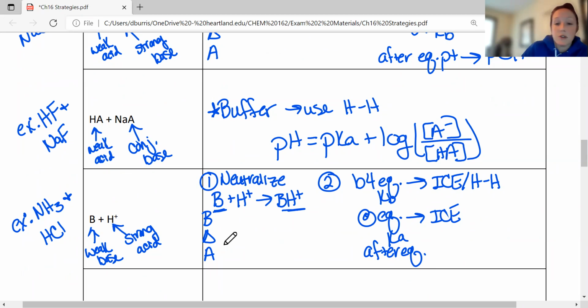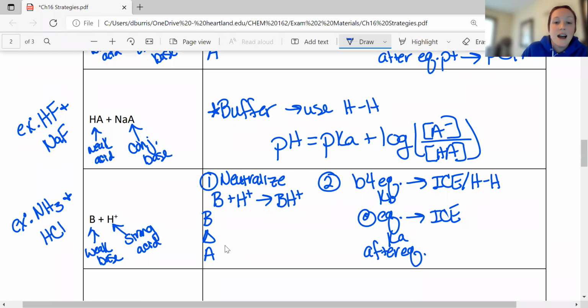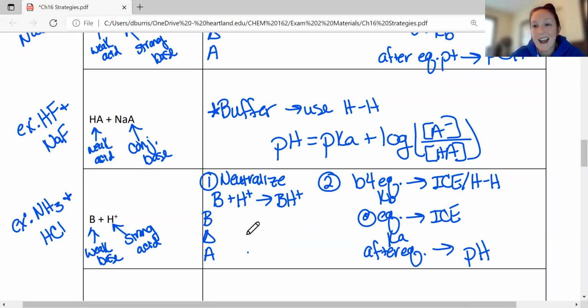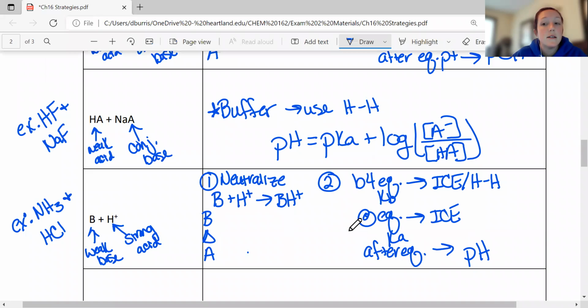Okay, then after the equivalence point would be when both of these have been neutralized. I got some extra H plus left over, and whatever H plus you have left over, you just take the negative log of that H plus and you will have the pH. So essentially, anytime you're after the equivalence point, you just look at whatever strong acid or strong base is left over and you can find your pH. We haven't really done a whole lot of those, so if you have a question on that, let me know.